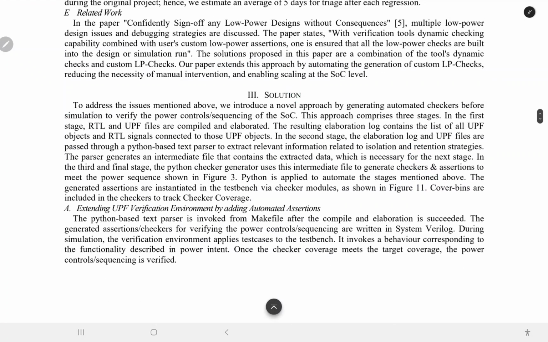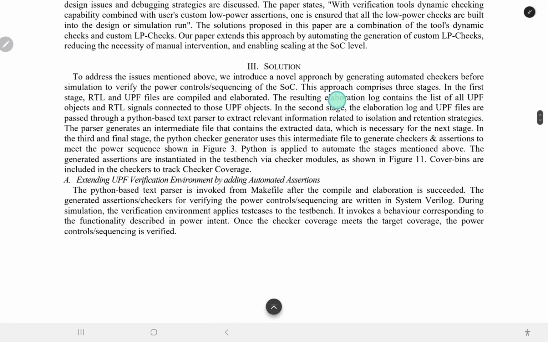The solution. To address the issues mentioned above, we produced a novel approach by generating automated checkers before the simulation to verify the power control sequence of the SoC. This approach comprises 3 stages. In the first stage, RTL and the UPF files are compiled and elaborated. The resulting elaboration log contains the list of all UPF objects and RTL signals connected to those UPF objects.